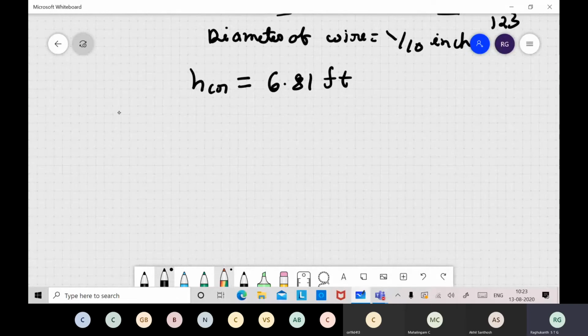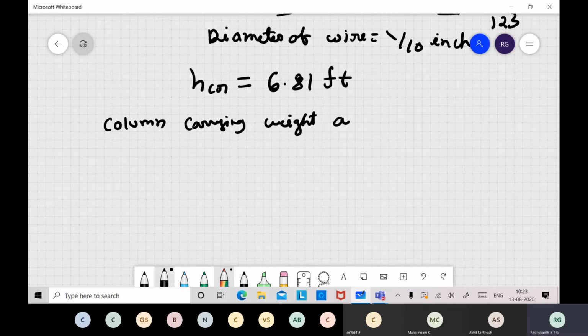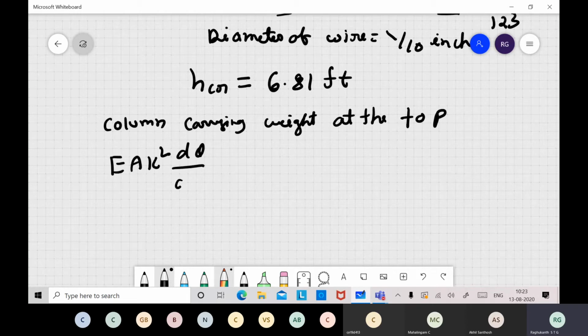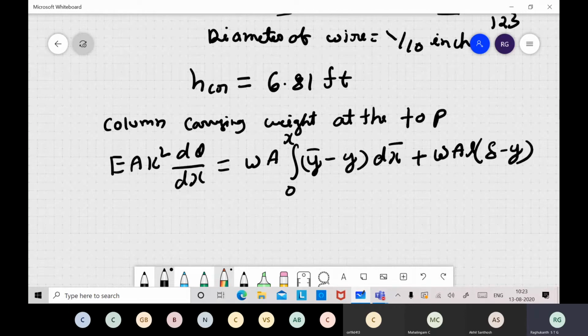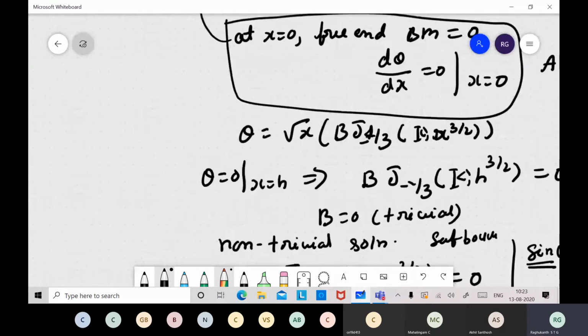Now in his paper, he has also given a column carrying some other weight at the top. So this derivation he has also given, so you can go through it. The derivation becomes EI k square d theta by dx, same expressions remain the same, w integral 0 to x, y bar minus y, in terms of centroidal coordinates, dx bar, plus, if you have a weight at the top, W into delta minus y, where delta is your deflection at the top, the maximum, because it's a cantilever.